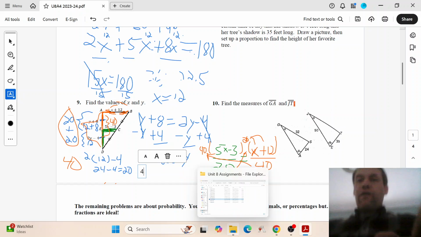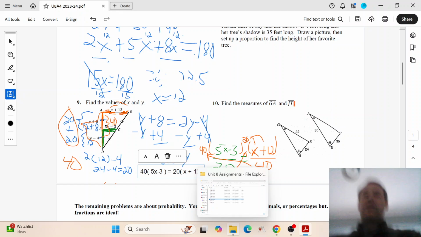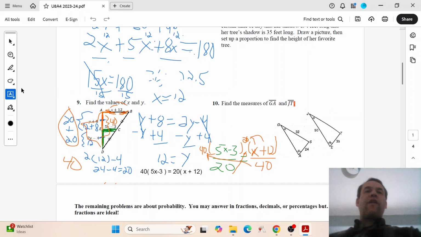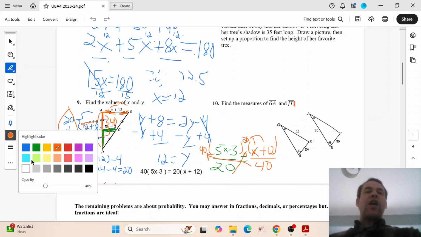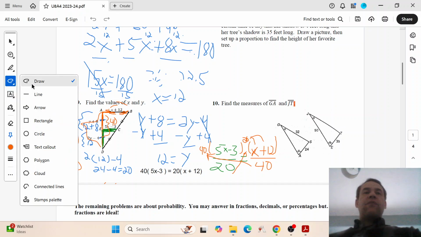Okay, so we're going to do 40 times, you try it on your own, pause me, try to beat me, equals, and then 20 is being distributed through with the x plus 12. There we go. So there's the setup. Just going to multiply that through and solve for x, basically, right? Solve for x.